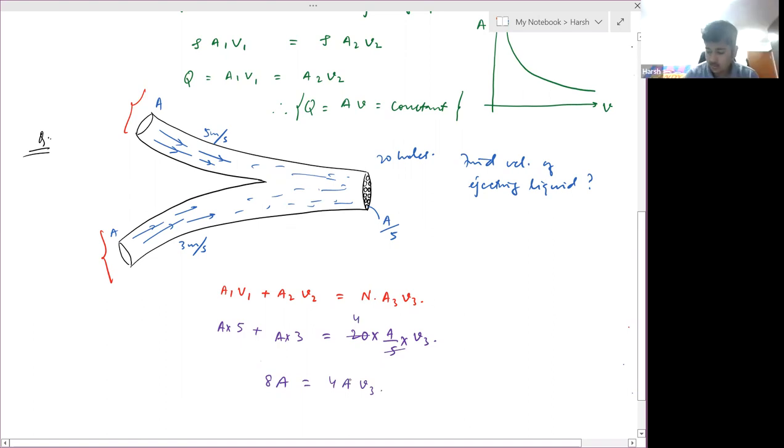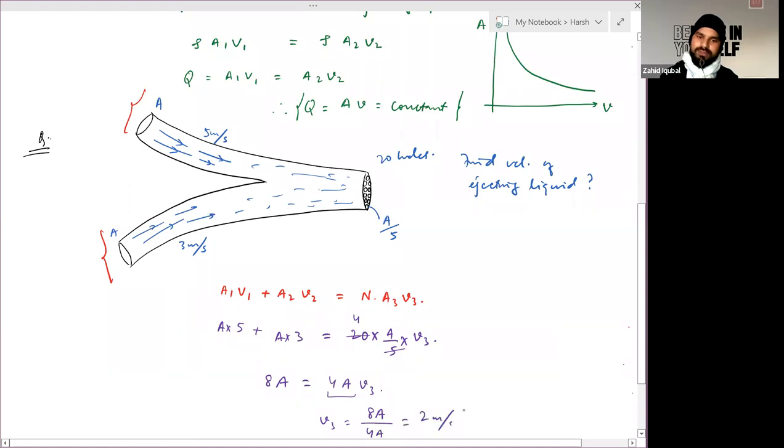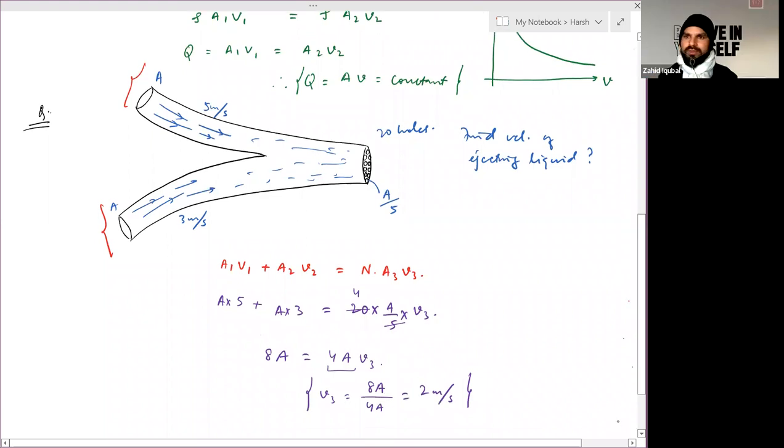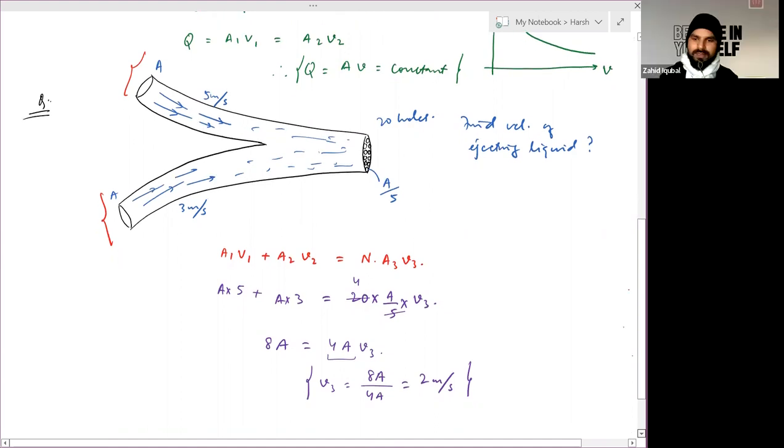So move this particular term to the left side. So V3 equals to 8 times A divided by 4 times of A. That will be 2 meters per second. Got the same answer, like 40 and 20. 40 divided by 20 will be 2. Good. That's it. Yeah, same answer, sir. Okay.